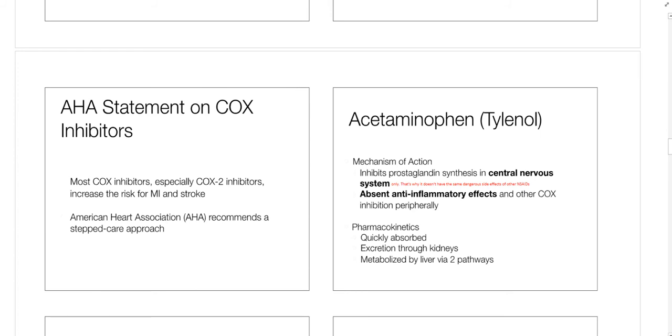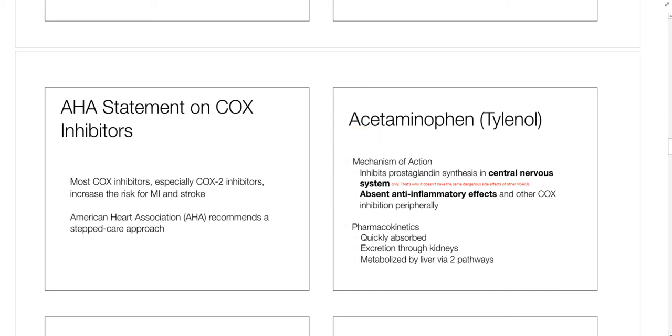And it's gotten to the point where the AHA had to even make a statement about them, saying most COX inhibitors, especially second generation COX-2 inhibitors, increased risk for MI and stroke, so make sure you only take them under the guidance of a prescriber.